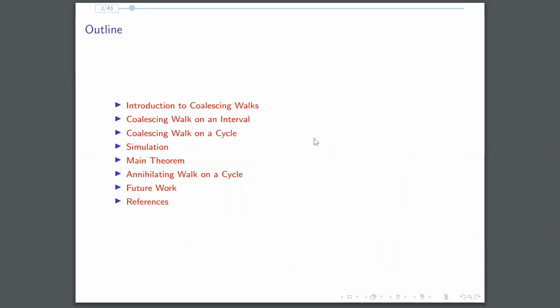As part of our talk, we'll give a basic introduction to the idea of a coalescing walk and present a couple examples of the coalescing walk on an interval, and the coalescing walk on a cycle. Then we'll present some simulations related to coalescing walks on a cycle, which will lead us to our main theorem. We'll then prove our main theorem and then discuss a variation of the problem of the coalescing walk on a cycle, the annihilating walk on a cycle. We'll then present our ongoing and future work.